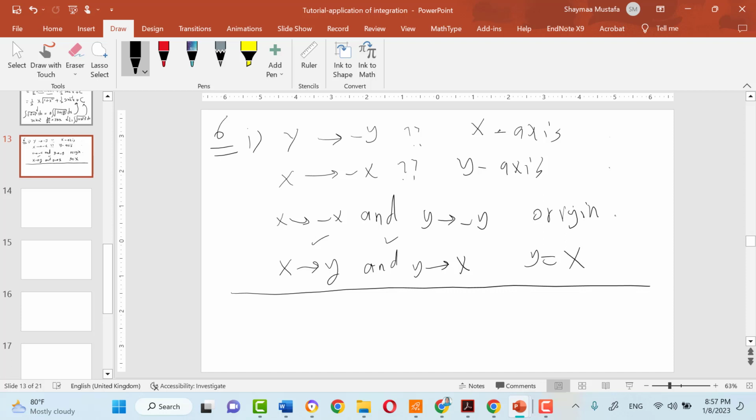If you have the same equation, then you have symmetry around the x-axis. If you don't, you don't have it. To check the symmetry around the y-axis, change each x to minus x. If you get the same equation, then you have symmetry around the y-axis. To check the symmetry around the origin, you need to change both x to minus x and y to minus y. For the line y equals x, you need to swap the variables x and y.